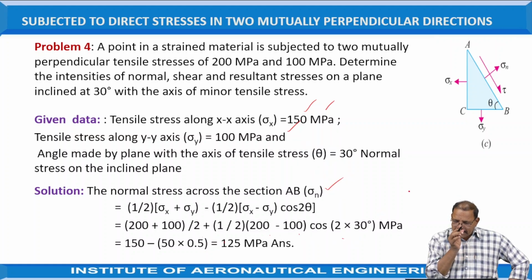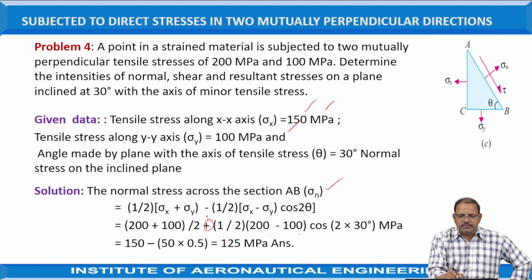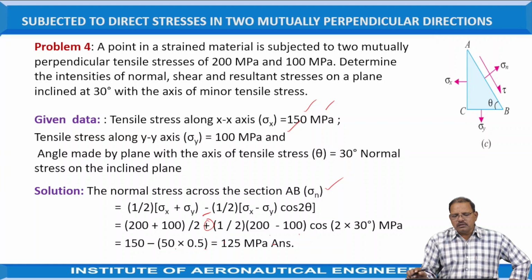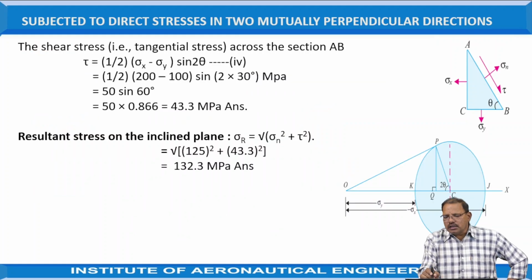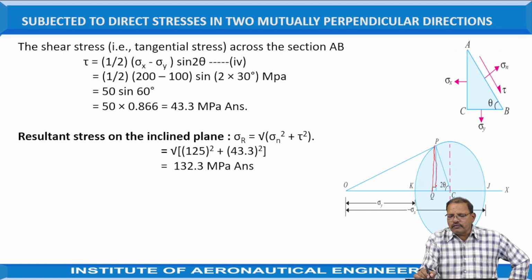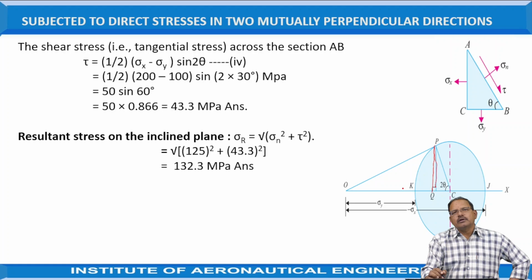From this relation we get, with the minus sign, 150 minus 50 into 0.5, which is equal to 125 megapascal. The shear stress, according to the circle, is equal to PQ. Just measure the value according to the scale, and you will directly get the value.